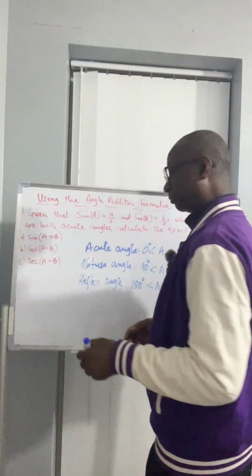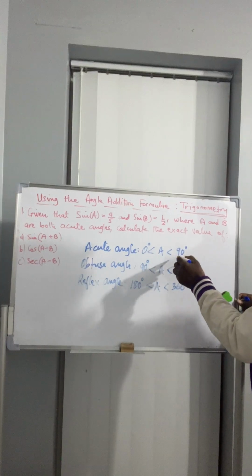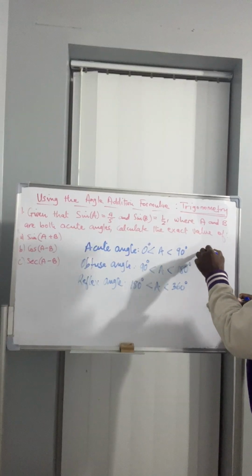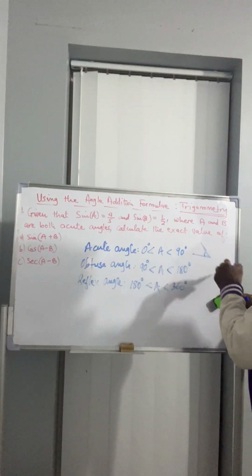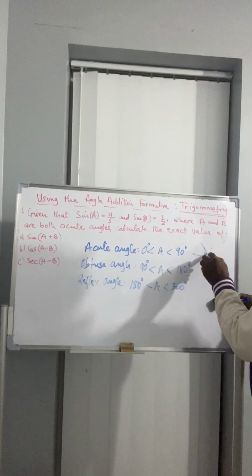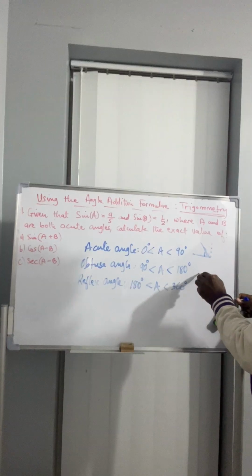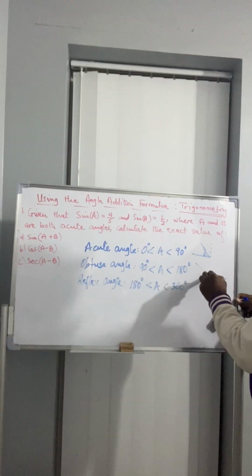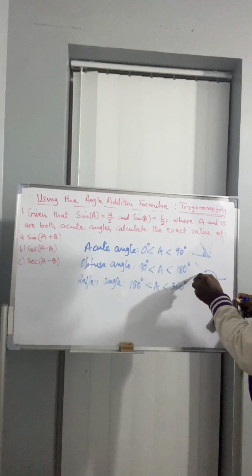There is a way to draw them. This acute angle here is greater than 0 but less than 90. 90 degrees would have been like this, but it's less than 90. Obtuse angle, this is greater than 90, but less than 180. This is 180.